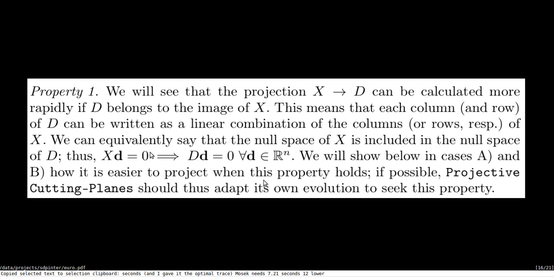What I want to say is that, generally speaking, the projection of X to D can be calculated more rapidly if D belongs to the image of X. This means that if I have a null vector of X, it's also a null vector of D. And in this case, it's easy to project. Of course, this property will be satisfied when X is strictly SDP. But even if it's not strictly SDP, this simplified setting will make it work.